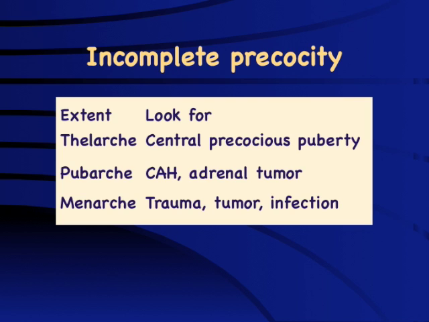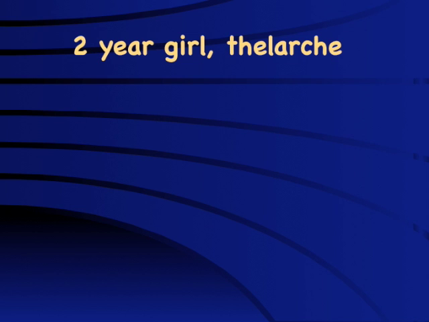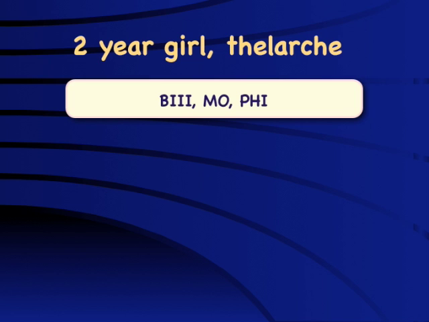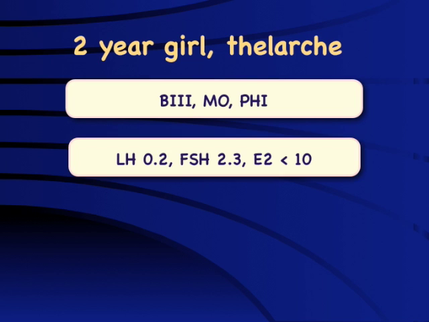In isolated pubarche, one needs to look into the possibility of congenital adrenal hyperplasia and really adrenal tumor. As I said, isolated vaginal bleeding is a non-endocrine gynecological diagnosis, needs evaluation by a gynecologist for trauma, tumor and infections. So we have this 2-year-old girl with thelarche, breast stage 3, no bleeding, pubic hair stage 1.